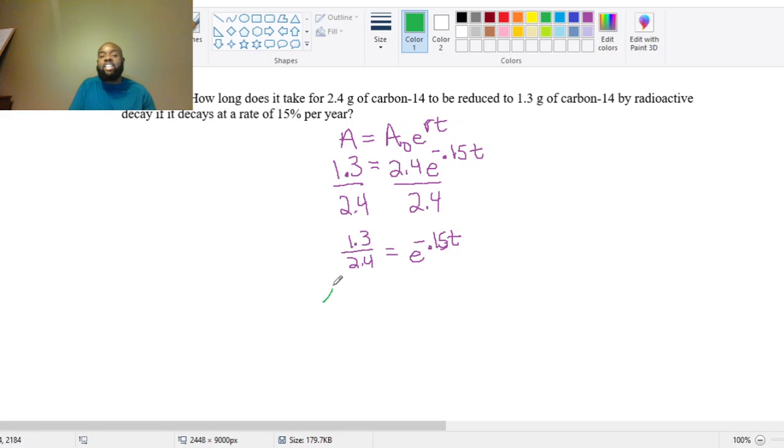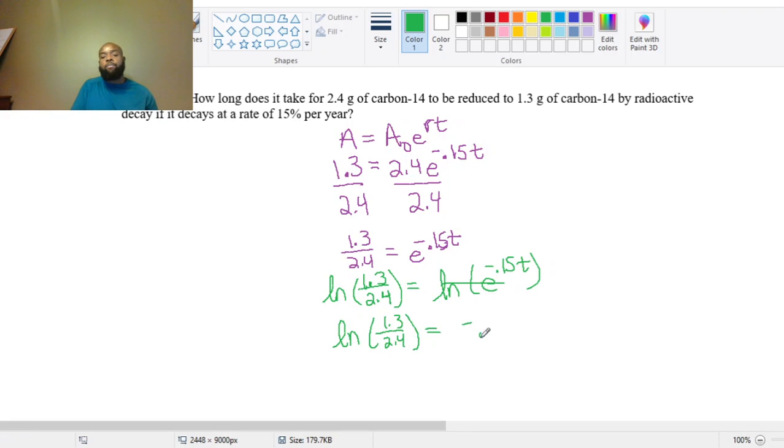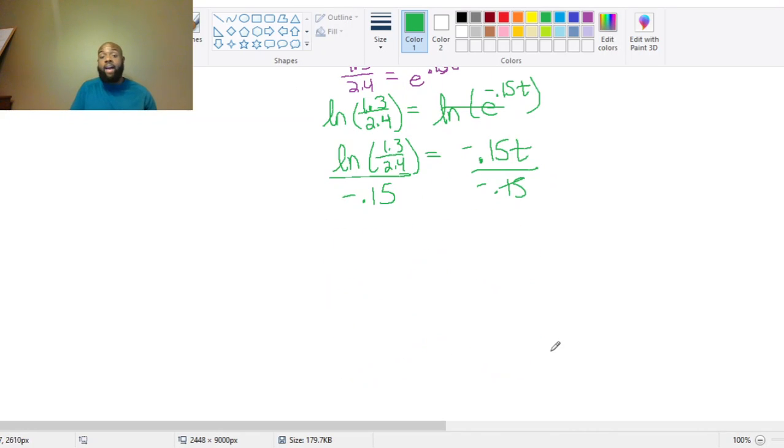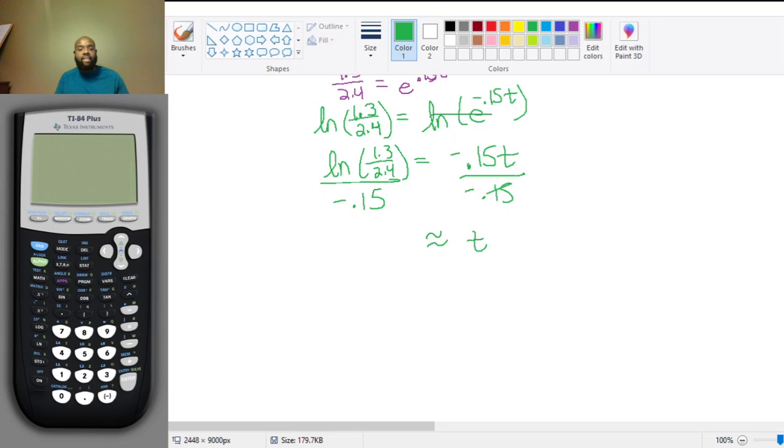And it's nice when we have this continuous decay and when we use our Pert formula, because when we take the natural log of both sides, that natural log and that e are going to cancel, right? And so I'm going to have the natural log of 1.3 over 2.4 equaling negative 0.15t. Divide both sides by negative 0.15, and we'll have that t is that value, right? And then we can put this value into our calculator. So I want to show you how we can put the natural log in our calculator, since I don't know if we've done that before.